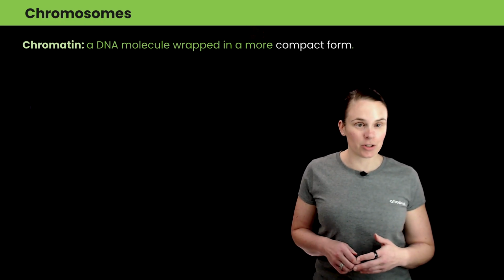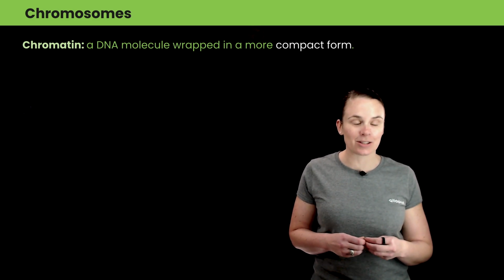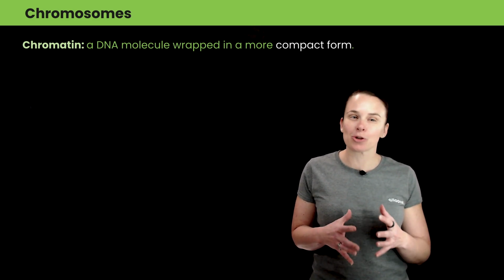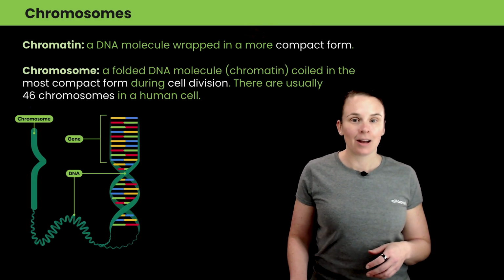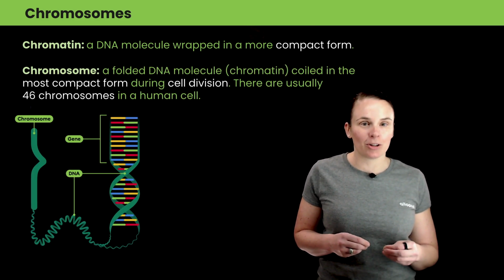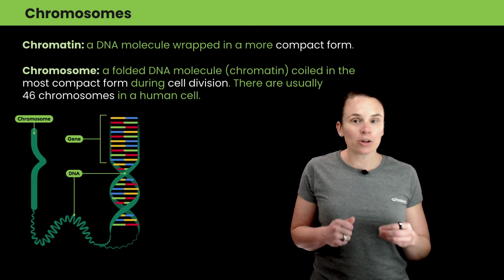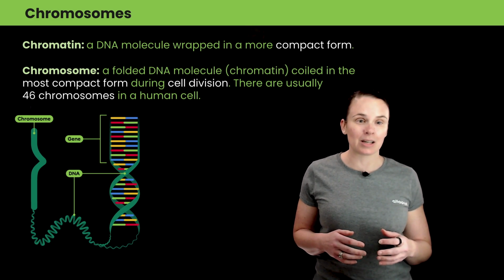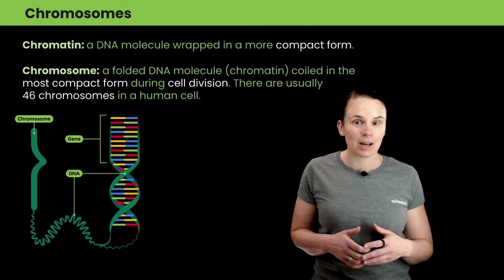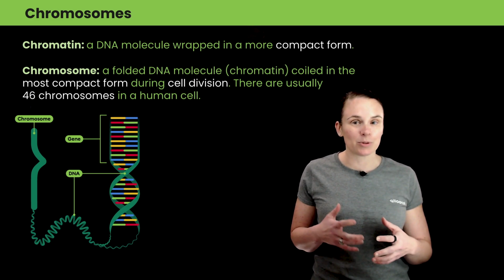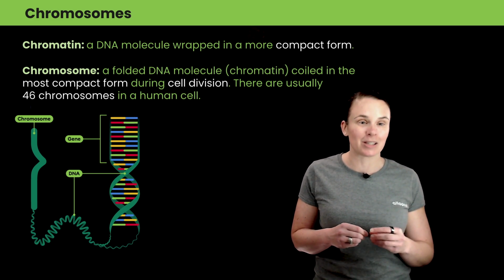For the purpose of cell division, each chromatin condenses and thickens and becomes this rod that's called a chromosome. And chromosomes are usually a lot more well organized within a cell, so it makes cell division a little bit easier. So a chromosome is a folded DNA molecule coiled into the most compact form during cell division. So there are usually 46 chromosomes in a healthy human cell. However, some genetic anomalies happen where there's disorders, and those can create some problems with whether there's too many chromosomes or not enough chromosomes or a chromosome that's missing a part of it.